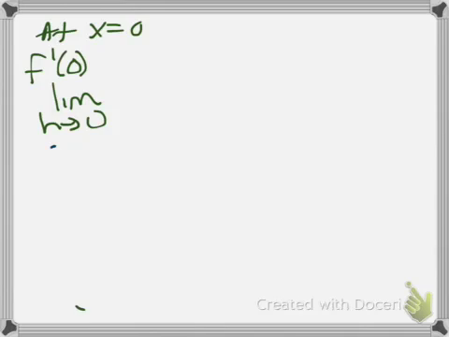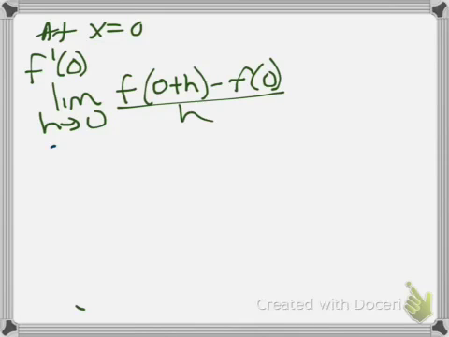So now I would say at x equals 0, well, what's f prime of 0? Now I'm actually testing at an a value. So now I would have the limit as h goes to 0 of f of a plus h, which is 0 plus h, minus f of a, which is 0, all over h. And if you plug this into your function, this would become the absolute value of h over h. Now, how do I find the limit of an absolute value?